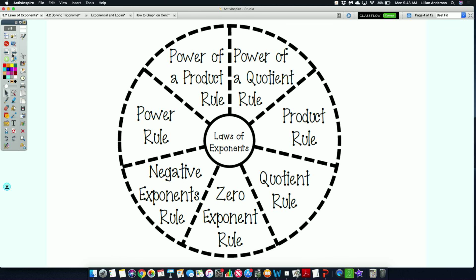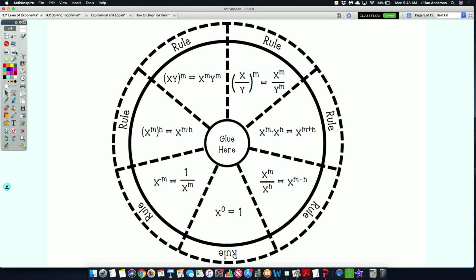Here are your different laws of exponents. You have power rule, product rule, quotient rule, zero exponent rule, and so on and so forth. Okay? If you lined up your foldable correctly, then the correct rule will go with that particular part once you look at the tab. When you look at the rule part of the foldable, you'll see the different rules. All of these, again, are refreshing your memory. They haven't changed. They are still the same.